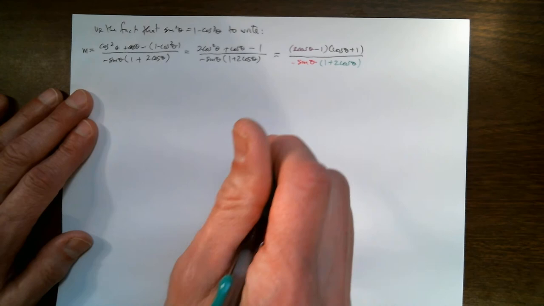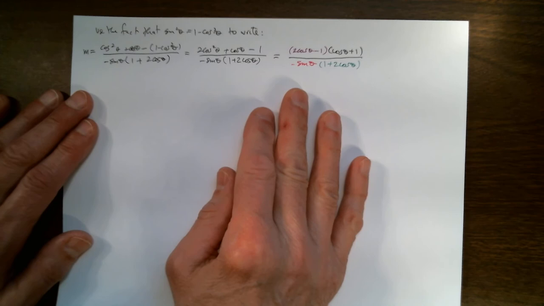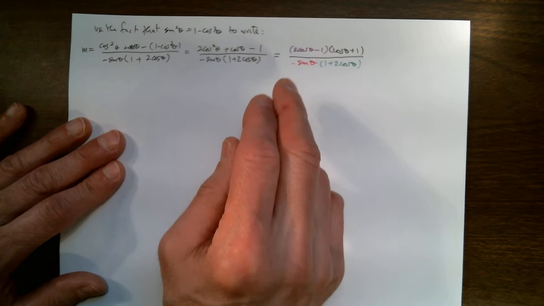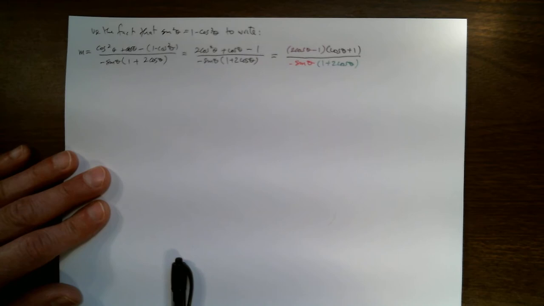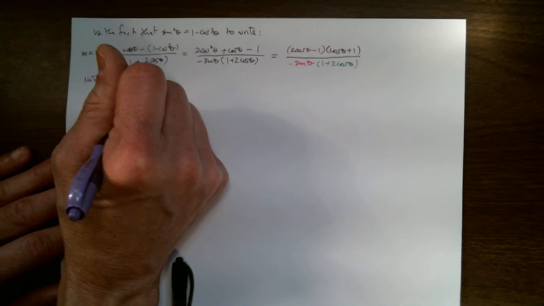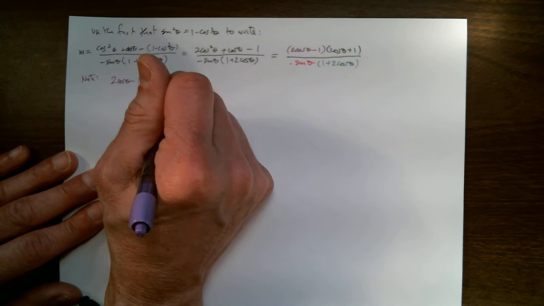And what we notice is that this first factor in the numerator is 2 cos theta minus 1. And you could note that that particular factor, 2 cos theta minus 1, would in fact equal 0 whenever, of course, the cosine of theta is 1 half.